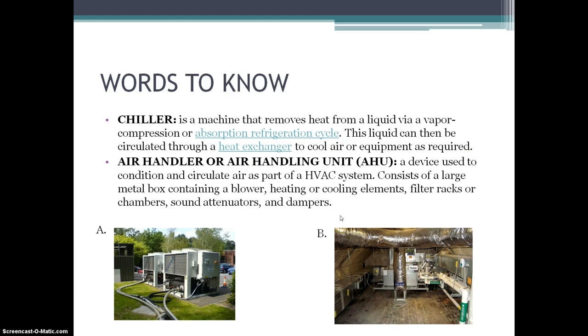Also, words to know: a chiller is a machine that removes heat from a liquid via a vapor compression or absorption refrigeration cycle. This liquid can then be circulated through a heat exchanger to cool air or equipment as required. And that is picture A. Also, a word to know is air handler, or air handler unit, AHU, a device used to condition and circulate air as part of a HVAC system, consisting of a large metal box containing a blower, heater or cooling element, filter racks or chamber, sound attenuators and dampers. That's picture B.